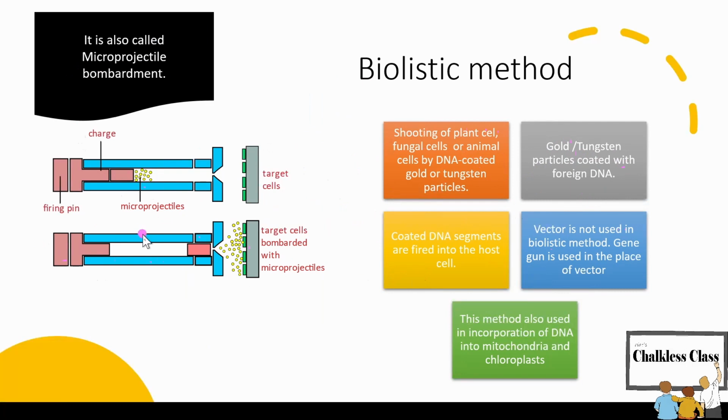This method is also used in the incorporation of DNA into mitochondria and chloroplasts. And in this way, we can directly incorporate DNA into the host cells and also cell organelles like mitochondria and chloroplasts. This biolistic method is mostly used for plant cells.